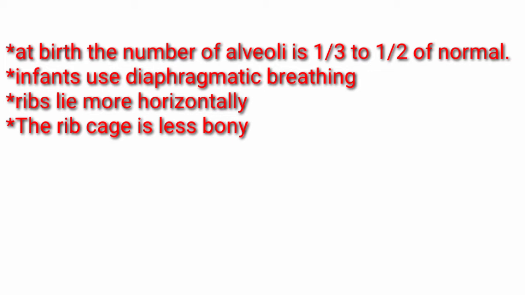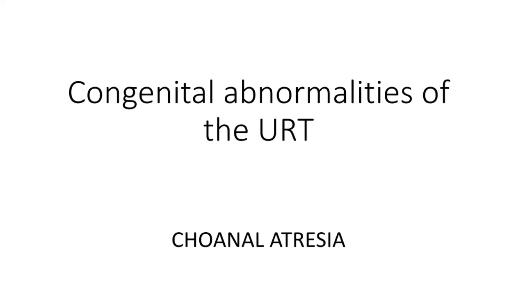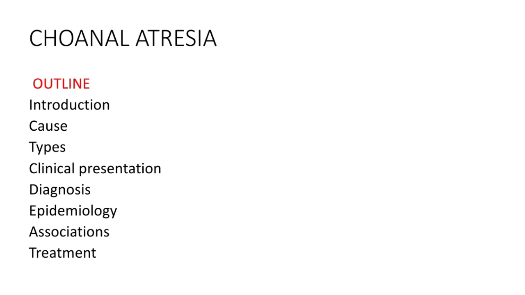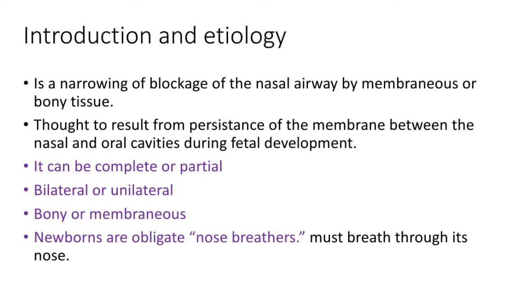Congenital abnormalities of the respiratory tract are rare, and anatomically they can be divided into abnormalities of the upper airways, that is the larynx and above, and abnormalities of the lower respiratory airways. So in today's class, we will start with congenital abnormalities of the upper respiratory tract, a condition known as choanal atresia. Choanal atresia is a narrowing or blockage of the nasal airway by membranous or bony tissue.